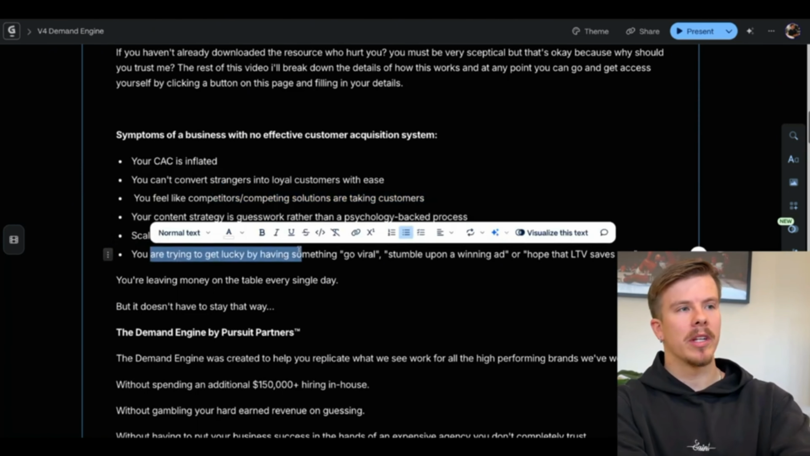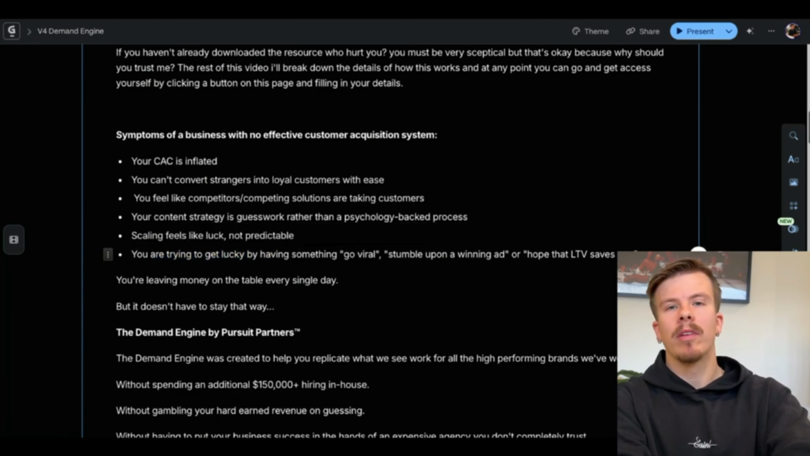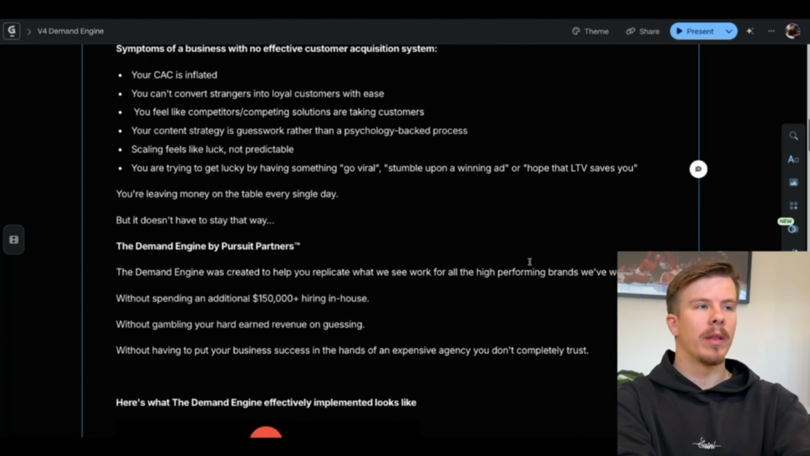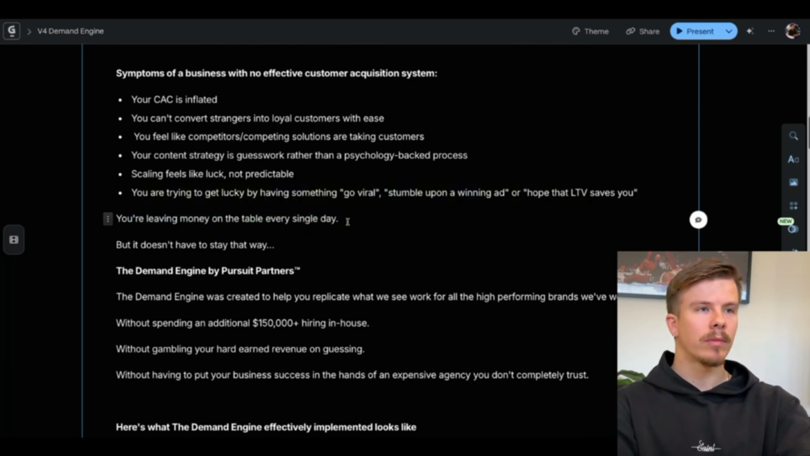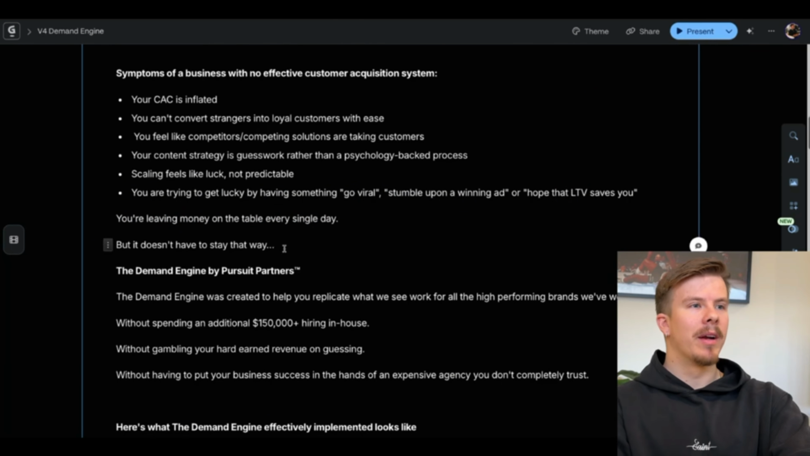Scaling feels like luck, not predictable, and you're trying to get lucky by trying to go viral or have something win without having the process to follow. It's one of the most frustrating things you can do, and you're leaving money on the table every single day, which hurts, obviously, but it doesn't have to stay that way.